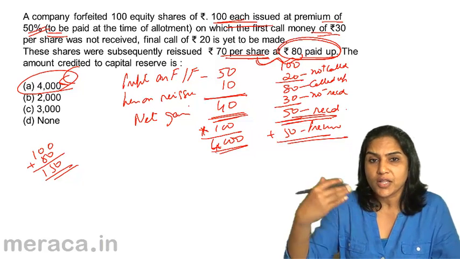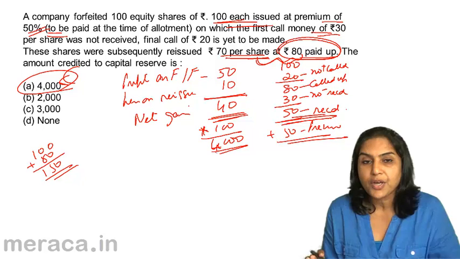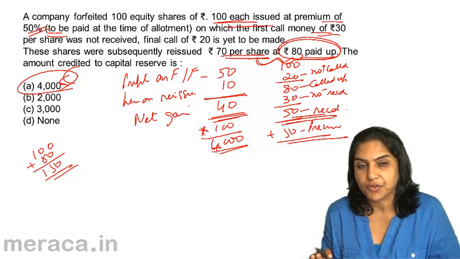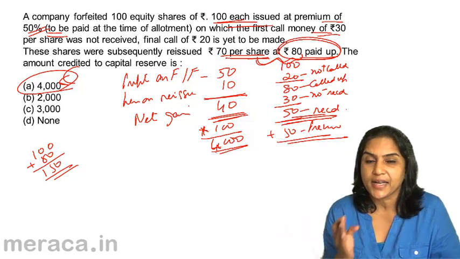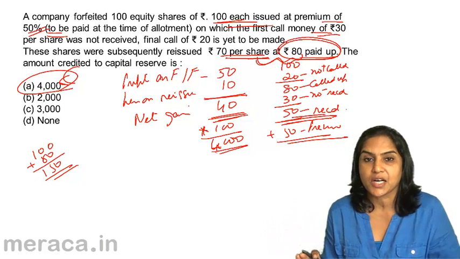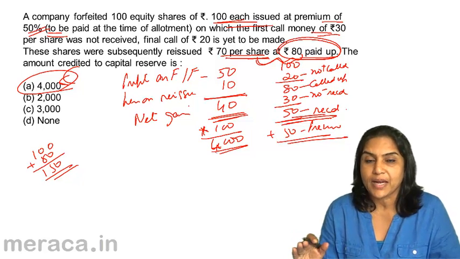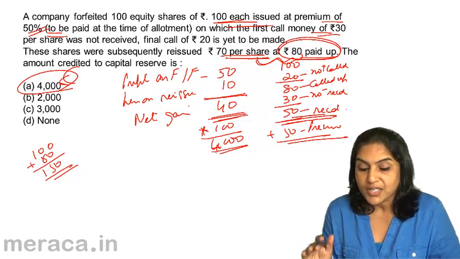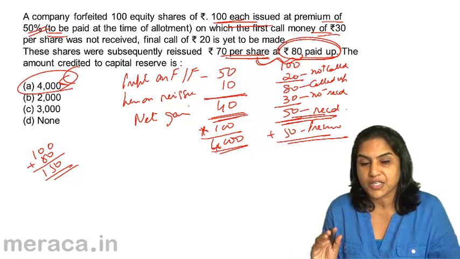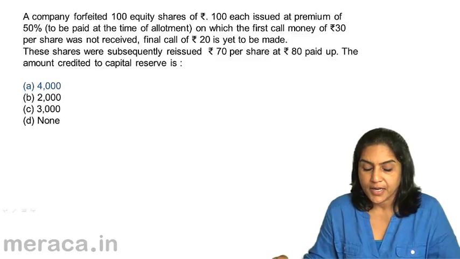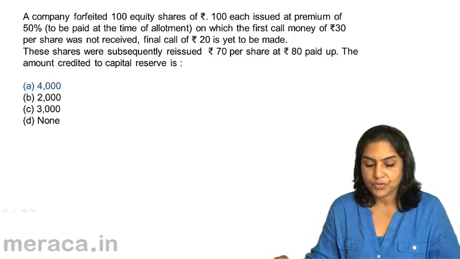Alternatively, since all the shares have been reissued, we can frame the entry, check what is the balance in the shares forfeited account and transfer the entire balance in the shares forfeited account to the capital reserve, because there should be no balance left in the shares forfeited account since all the shares which were forfeited have been reissued. Therefore, correct answer is 4,000.